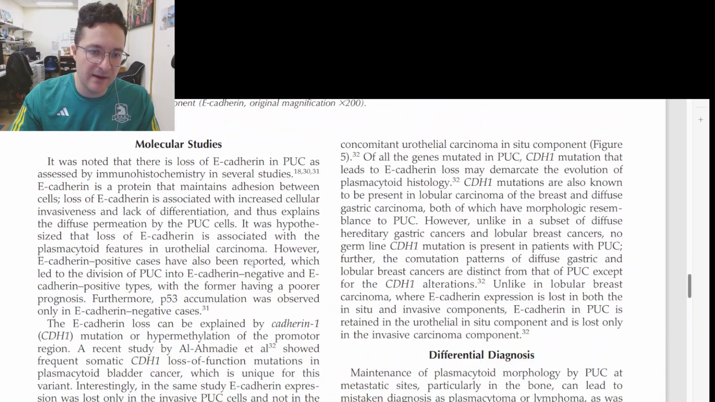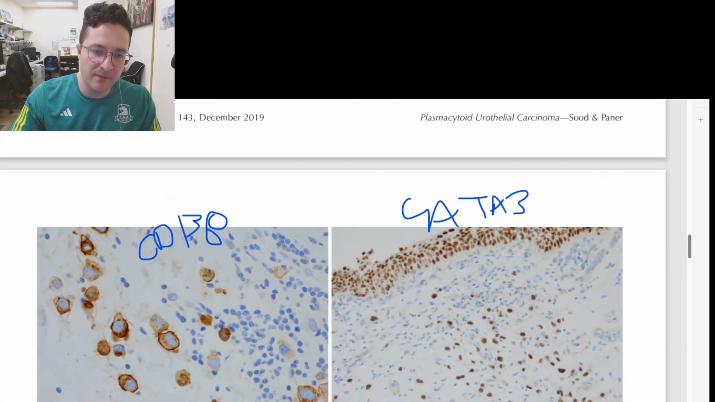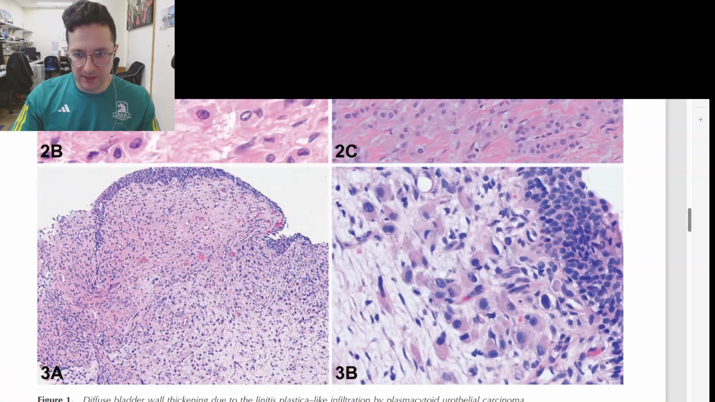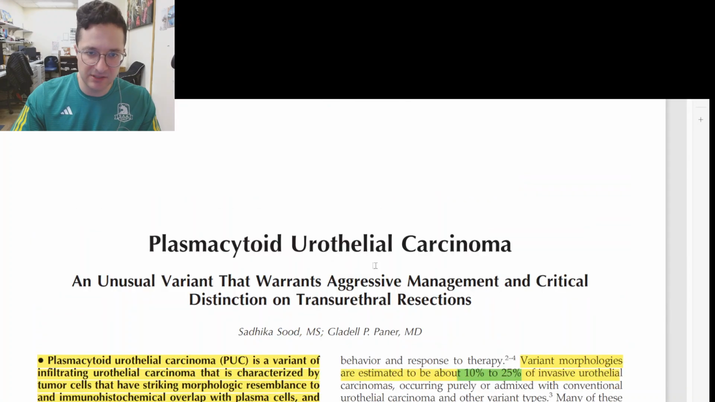So anyways, the high yield here is E-cadherin is lost because there's a CDH1 mutation. They stain for CD138, and they're associated with a more advanced stage presentation. This is a paper by Sadiq and Gladell, so check it out. It's a pretty sweet paper.